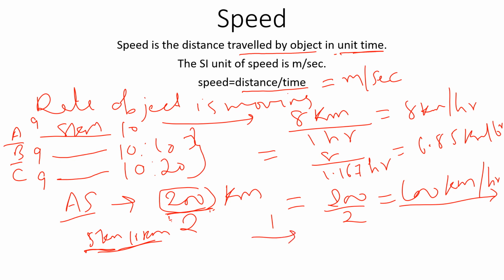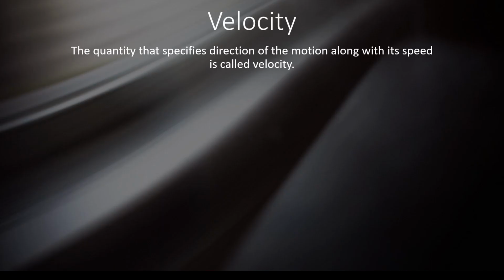Now let us see what is velocity. Velocity is a quantity that specifies the direction of motion along with its speed. Suppose an object is traveling in a linear motion or in a straight direction at a speed of 5 km per hour. Here we are specifying direction also. So it is a velocity. In speed, we just describe the magnitude and not the direction. In the case of velocity, we also mention the direction.